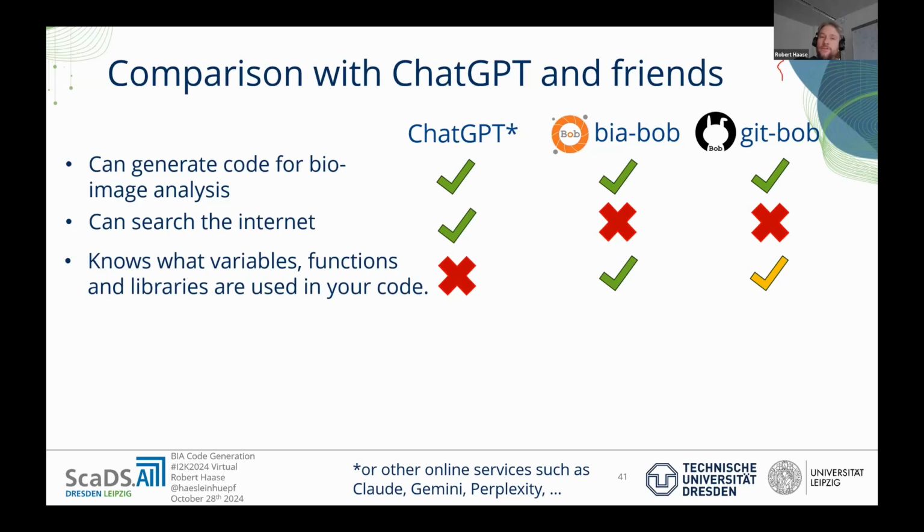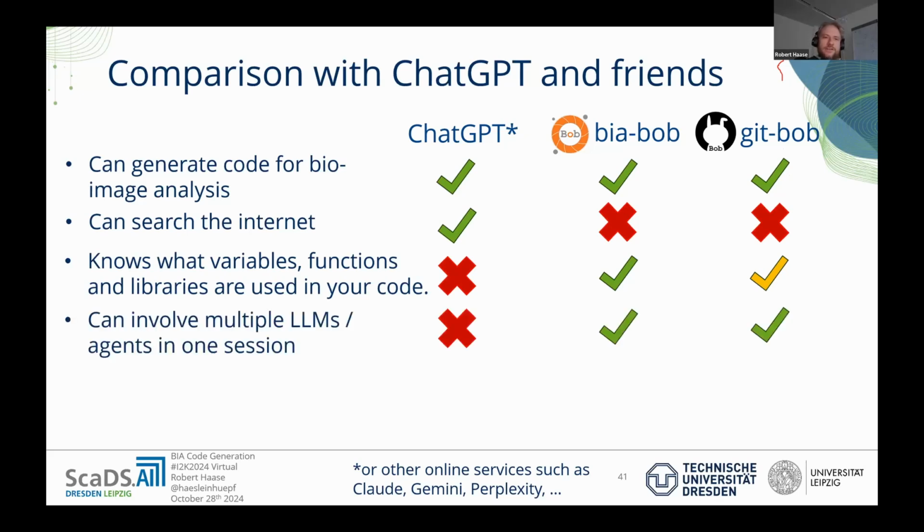If you look into how bia-bob and git-bob work, they know what variables and functions you have in your code. In particular, bia-bob knows which libraries are installed in your current environment and can include this information in the context. That's why it will only generate code which will run on your computer, while ChatGPT may give you a solution using a library which you cannot even install on your computer because you have the wrong operating system. So here they are a little bit at an advantage.